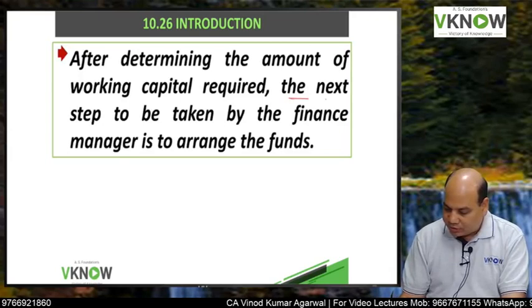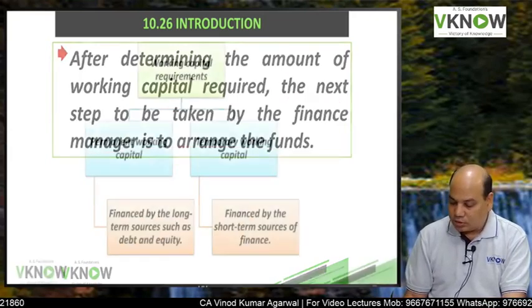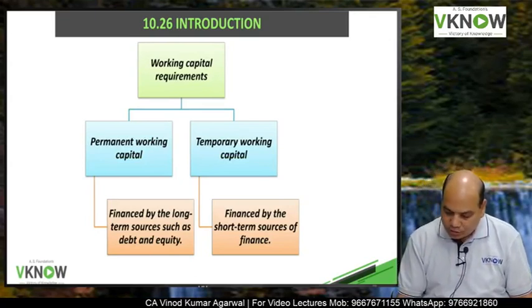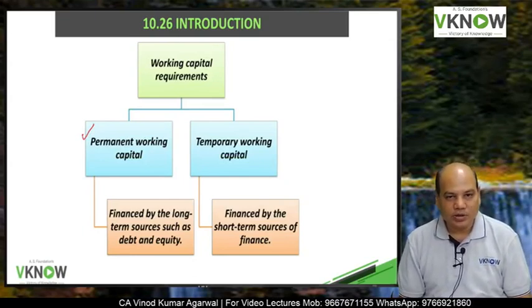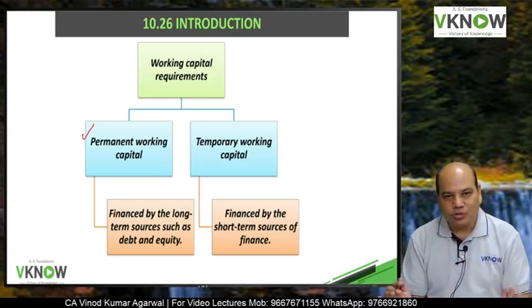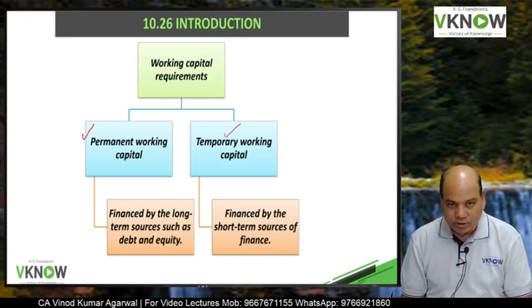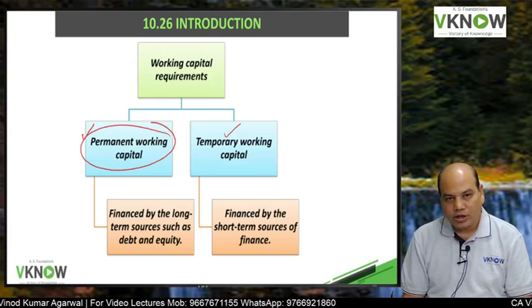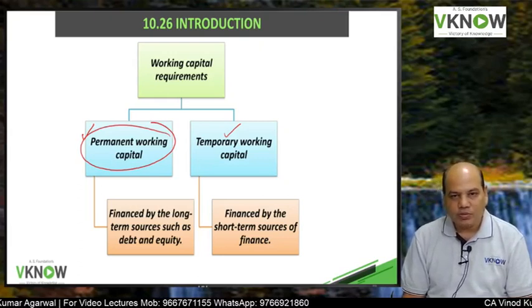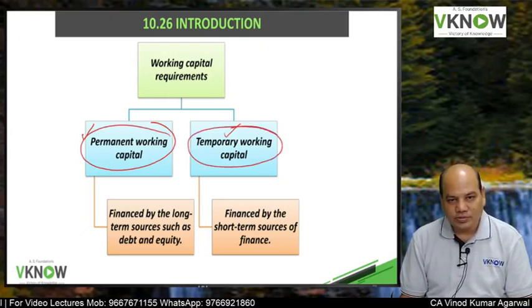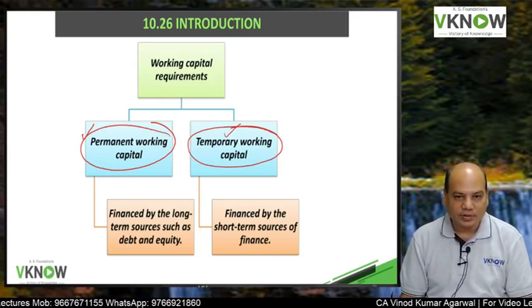So our next task is to find out how the finance manager is going to raise the funds for working capital purpose. We have already seen in the working capital management, the first chapter, that working capital requirement has to be divided into two categories, permanent and temporary. Permanent working capital always remains in the firm at any point of time, irrespective of season, whereas temporary working capital fluctuates, it varies with the season. So the financing should accordingly be decided.